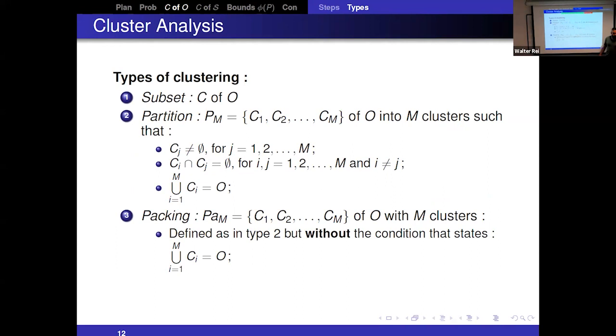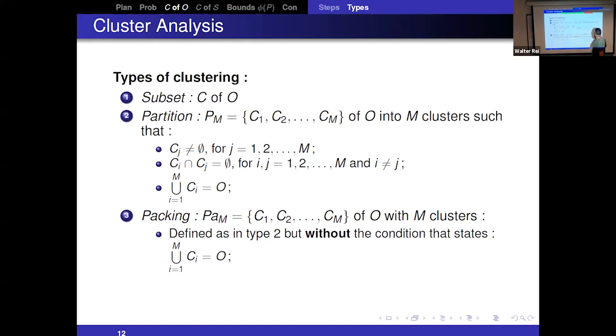So the types of clustering, just to recall. We could just build a subset of the entities, that could be one choice. A partition means you have clusters, and you need at least one element in each cluster. The intersection between all pairs of clusters is empty, so you cannot have one entity common to more than one cluster. And the union should give you the original set. So this would be a partition.